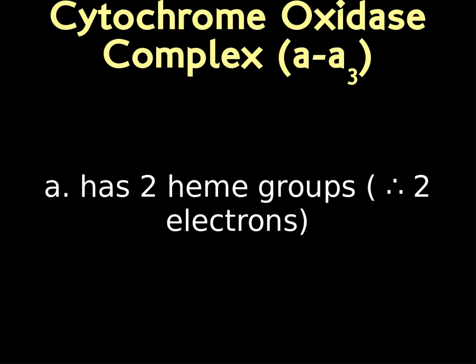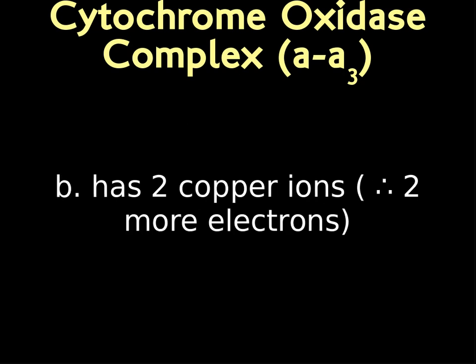Okay, so it has 2 heme groups, therefore you can have 2 electrons transported at once on those heme groups, and it also has 2 copper ions, which means it can transport 2 more electrons. A total of 4.